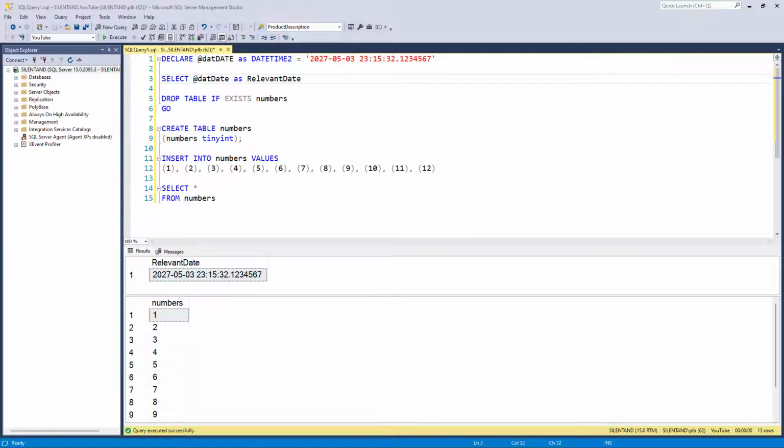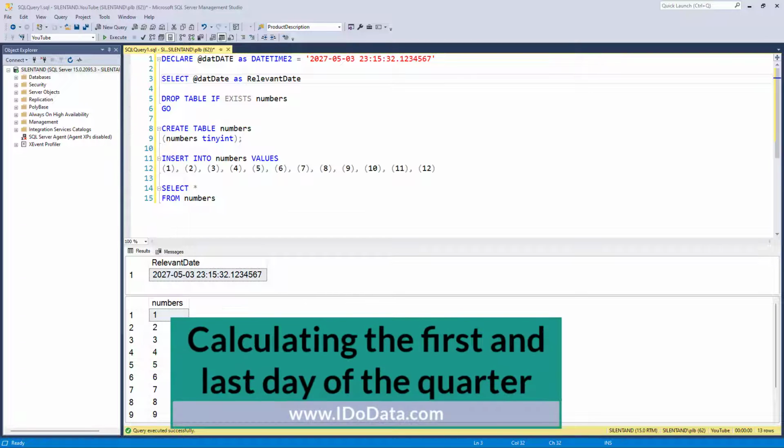How can you get your date to the start or end of a quarter period?